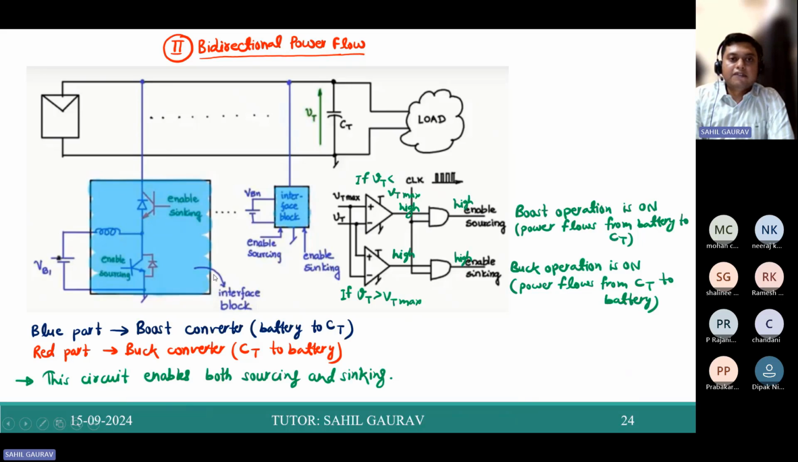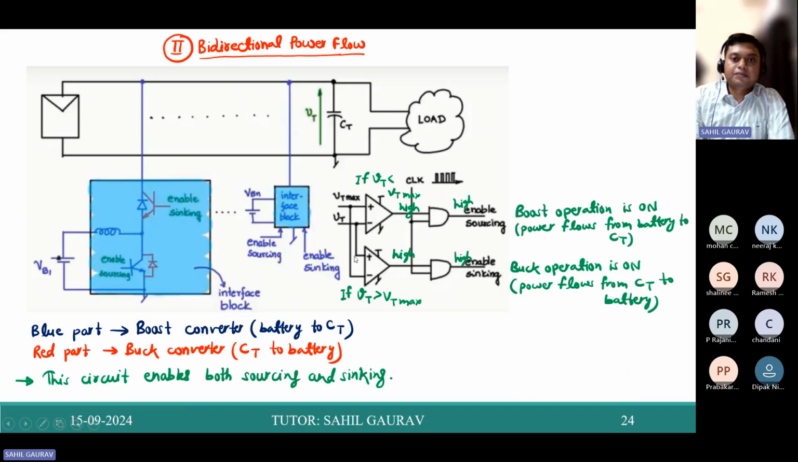We can connect many such blocks. So you can connect many batteries in parallel. And what is the logic for enable sourcing and enable sinking? We have set some maximum terminal voltage, and if the terminal voltage is less than this VT max value, then our comparator gets a high value. So this input gets high if this clock signal is high. Then the boost operation is on, and power flows from the battery to CT.